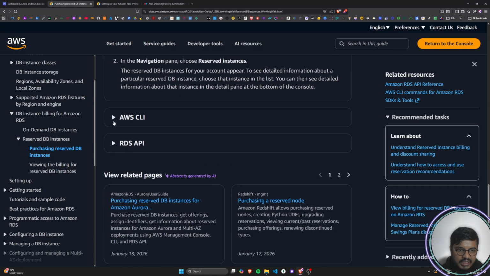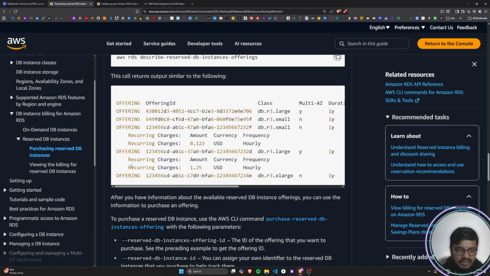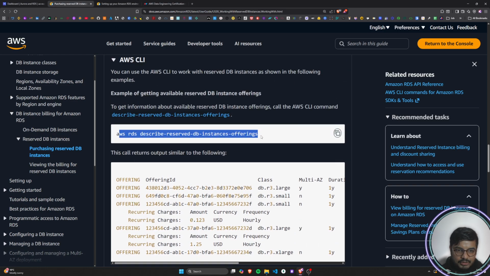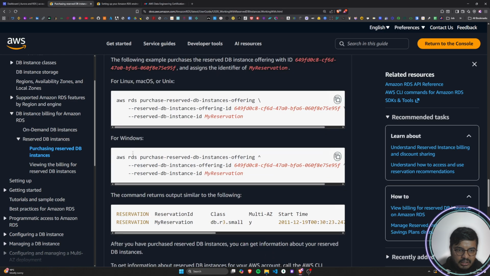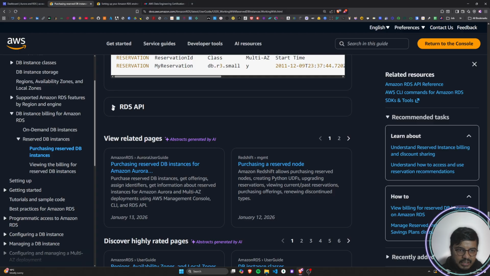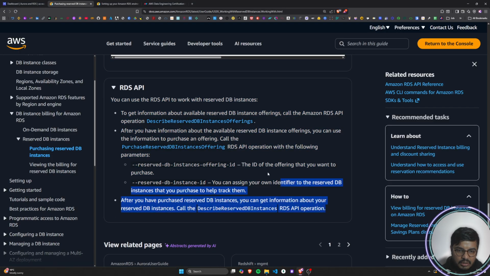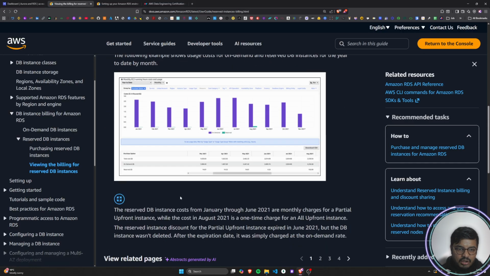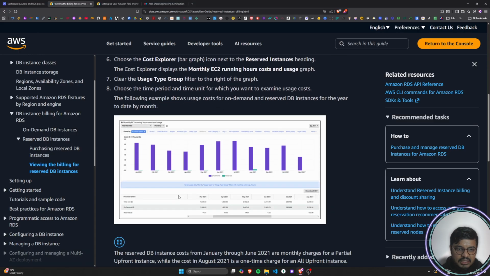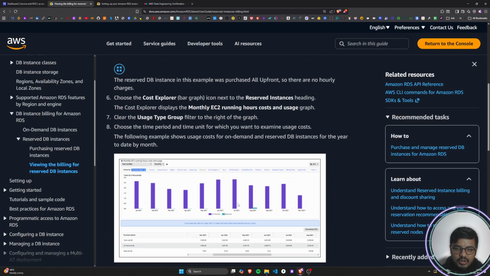If we want to do it using Amazon CLI, we can do these things. For Amazon RDS offerings, I will run this command, and I will run all these commands. Using the API also, we can purchase our reserved instances. And for reviewing the billing, in our Cost Explorer we will be able to view the bills and everything of our reserved DB instance.